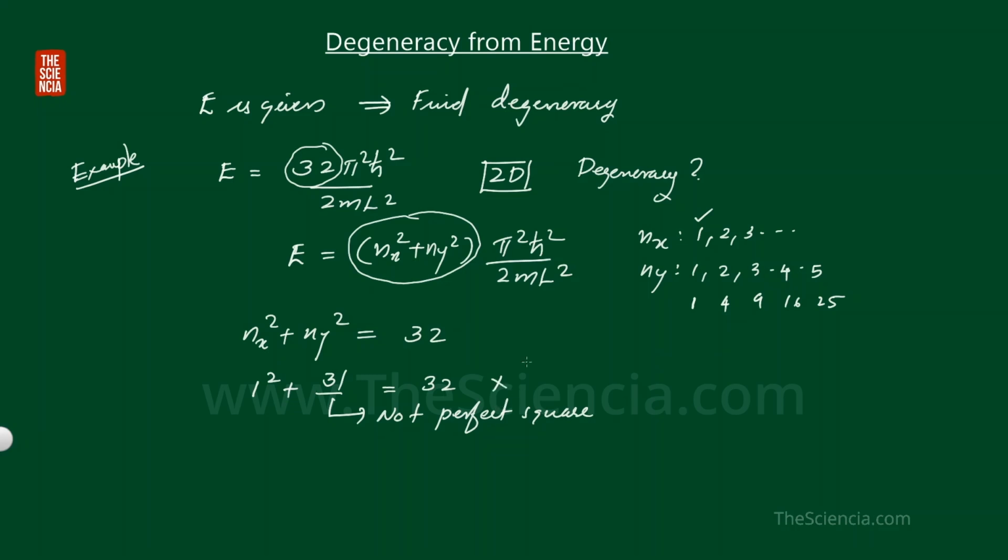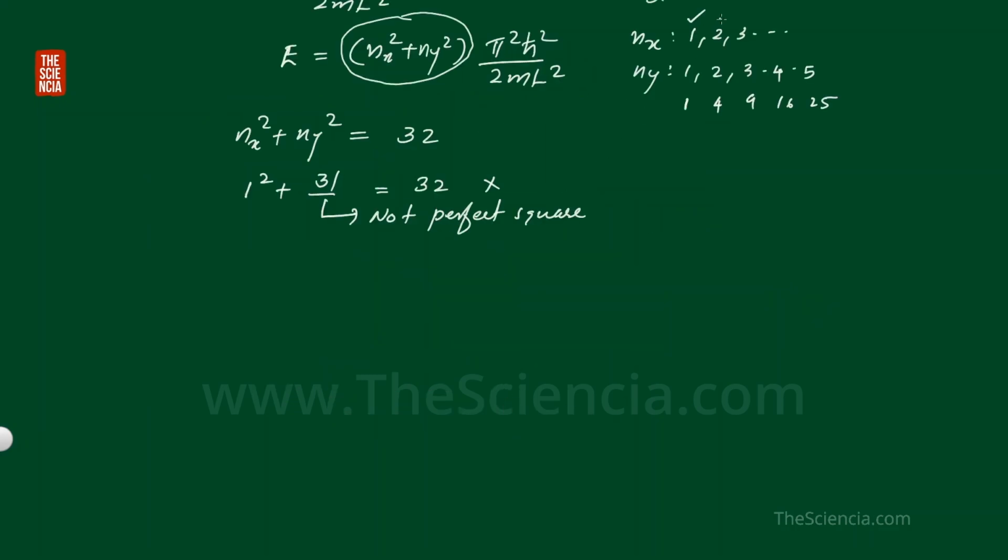Now what is the next combination? Now I am taking nx equal to 2. That is 2 square plus the remaining term. Here 4 is already gone, so the remaining term is 28, which should be equal to 32. 28 cannot be written as a perfect square, so this combination is also not possible. Now I am going to take nx as 3. That is 3 square plus the remaining 23 equal to 32. 23 is also not a perfect square, so this is also not possible.